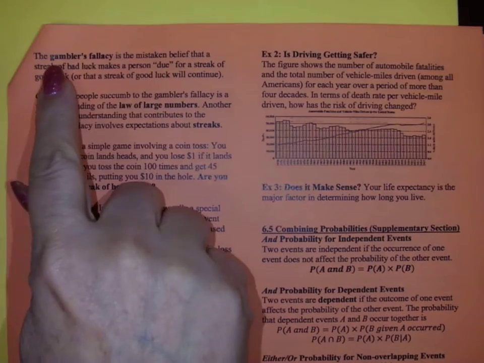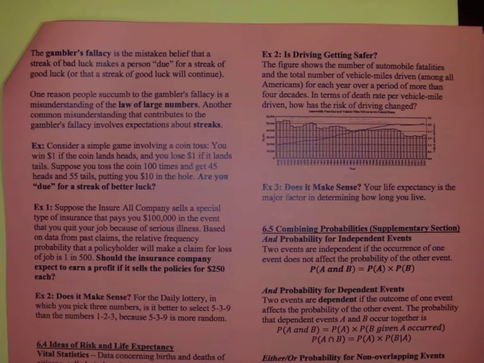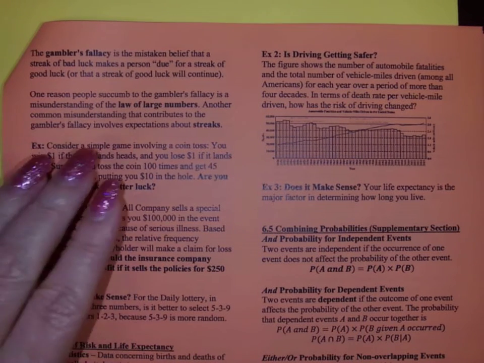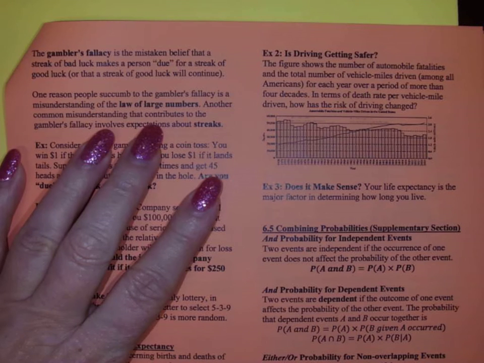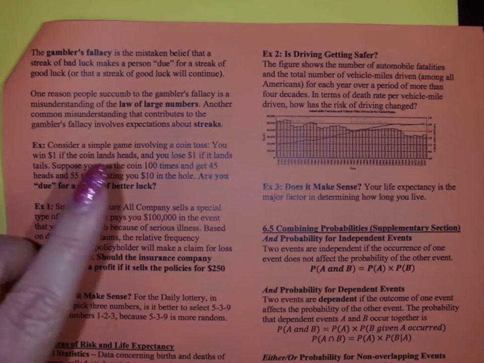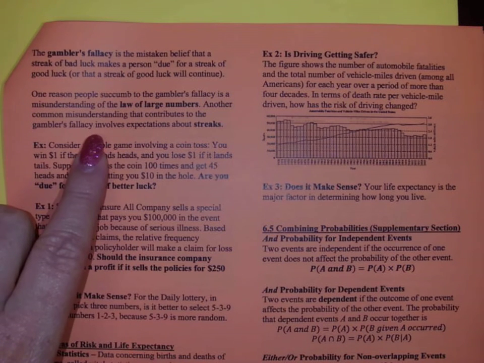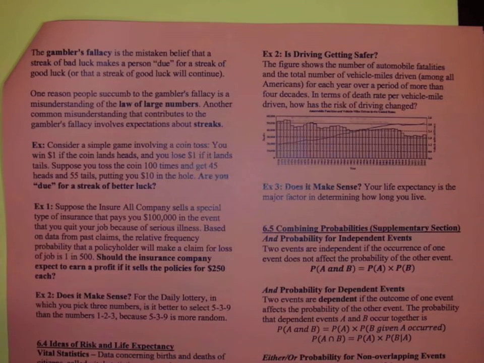Now there's another thing that's called the gambler's fallacy. It's the mistaken belief that a streak of bad luck makes a person due for a streak of good luck, or that a streak of good luck will continue. One reason people succumb to the gambler's fallacy is the misunderstanding of the law of large numbers. Another common misunderstanding that contributes to the gambler's fallacy involves the expectation about streaks.